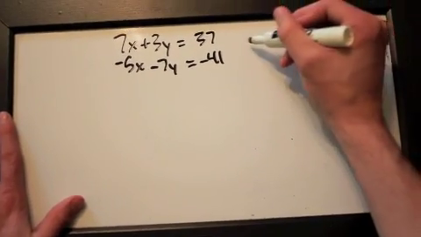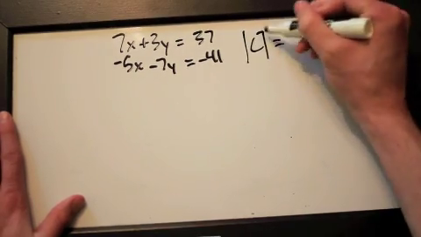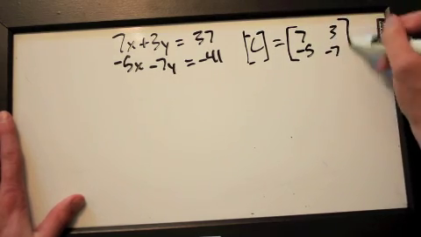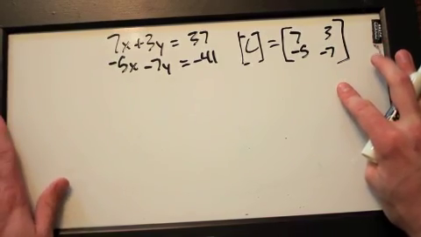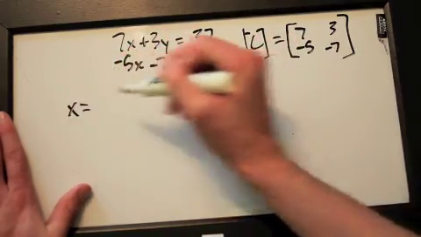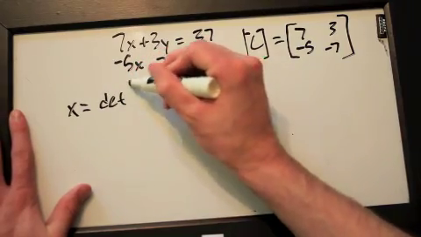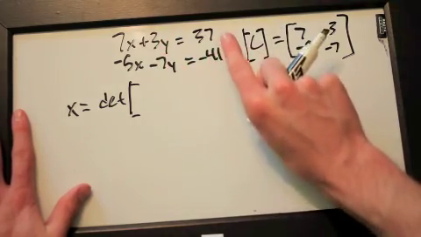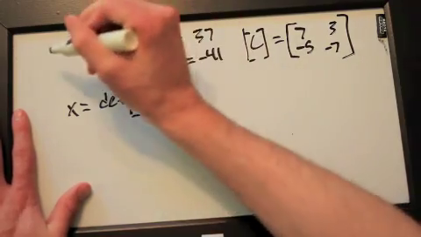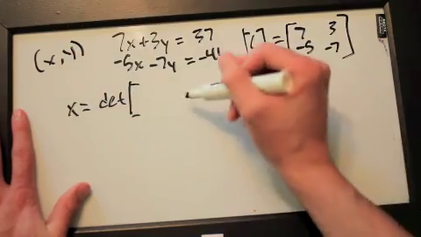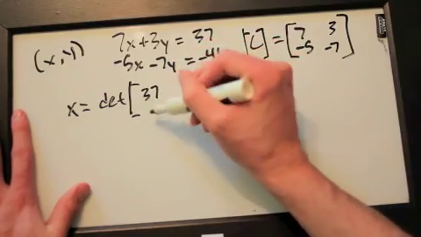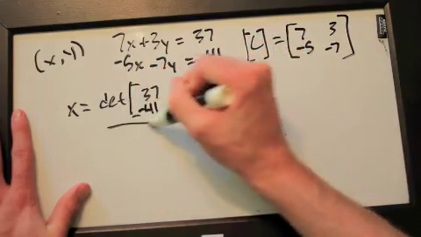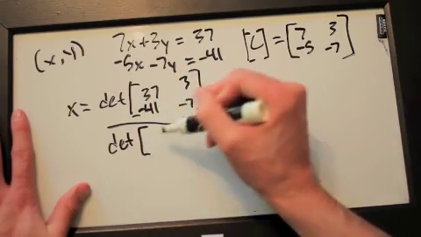So first, let's figure out our coefficient matrix. This is going to be 7, -5, 3, and -7. That right there is our coefficient matrix. So let's solve for x. So x is the determinant of, we're looking for x, so we're going to use the coefficients of y and our answers. And you remember where y goes. It goes on the right, just like an xy point. So our coefficients of y are going to go over here, and our answers, 37 and -41, go over here. All of that over the determinant of our coefficient matrix.